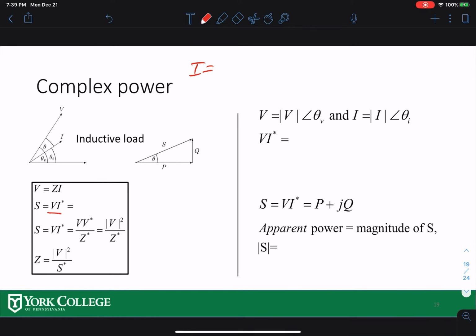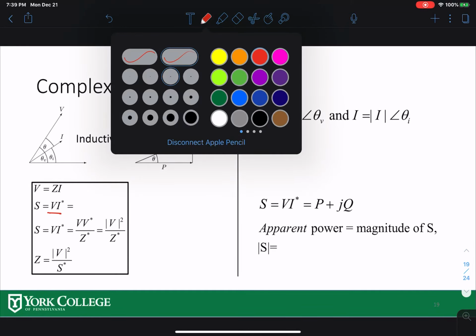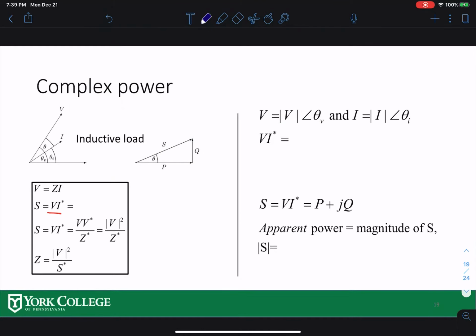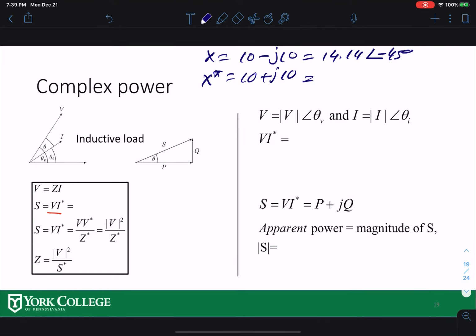Let's take a complex number here. Let's say your x is 10 negative j10. So what is the conjugate of that? Conjugate of that is 10 plus j10. If I do it in math over here, it would be in polar form 14.14 negative 45 degrees, right? If I do the conjugate of that, that would be what? 14.14. Your magnitude doesn't change, but your angle becomes positive. That's the conjugate. So this is the VI conjugate.